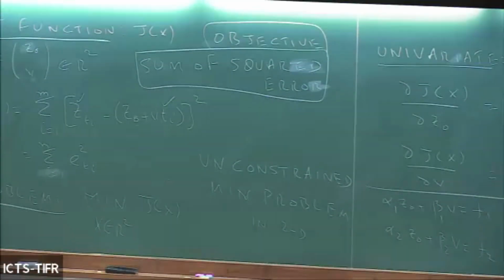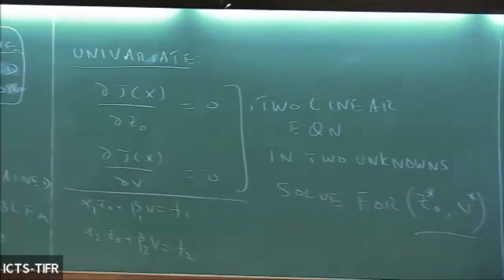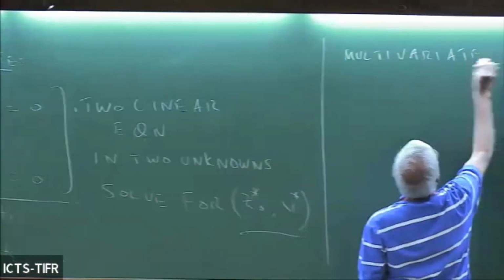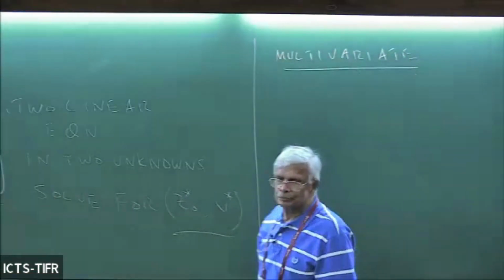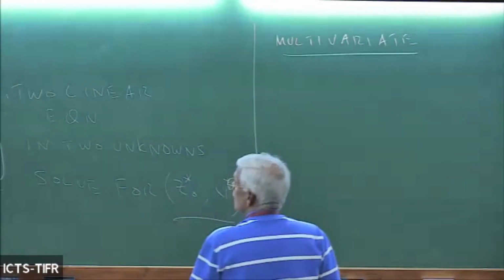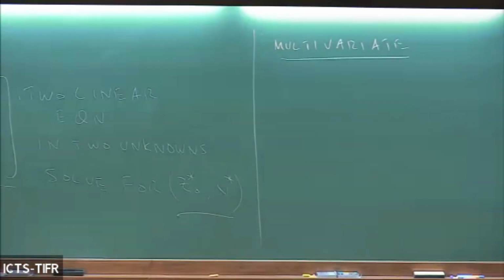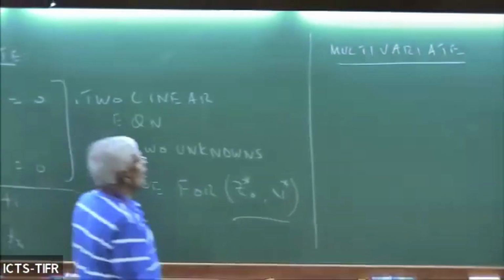Now, I'm going to use the multivariate approach. So, what am I going to do? I'm going to rewrite this equation, the old equation that I had, in a matrix form.